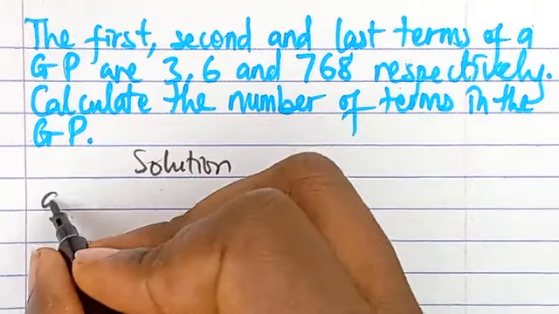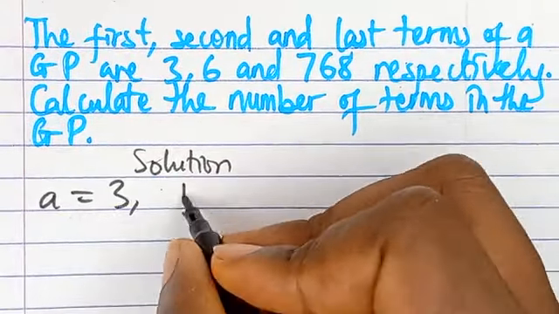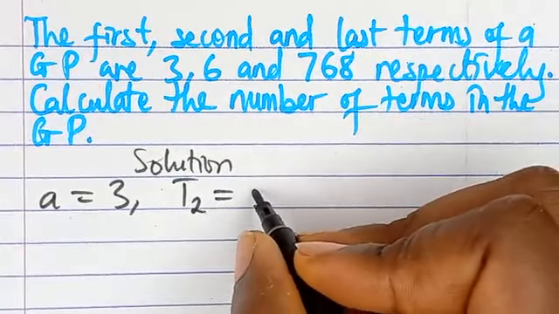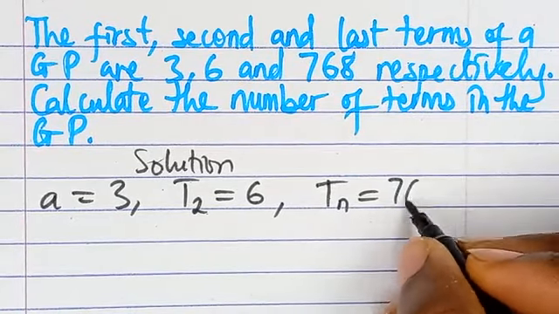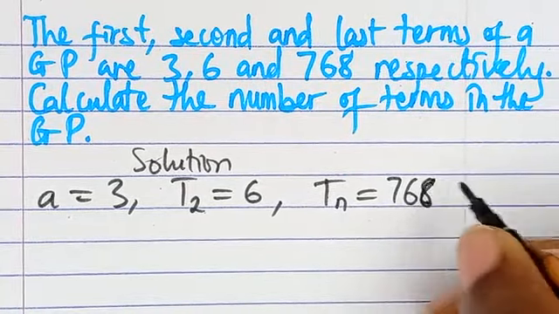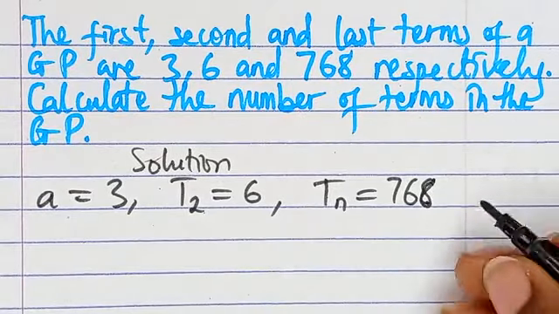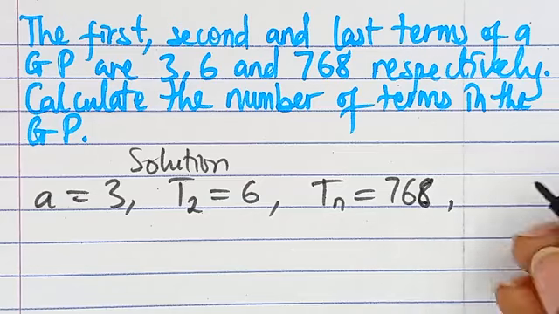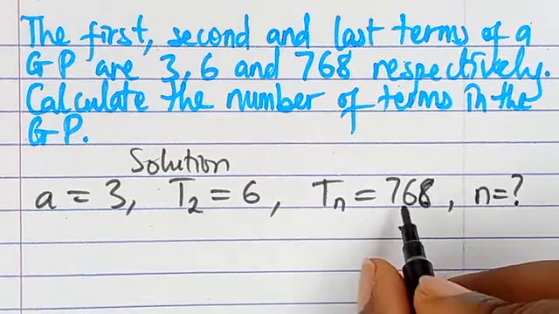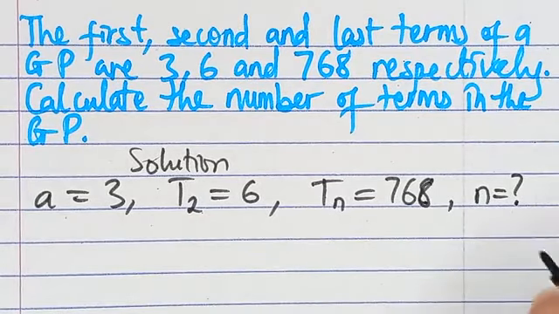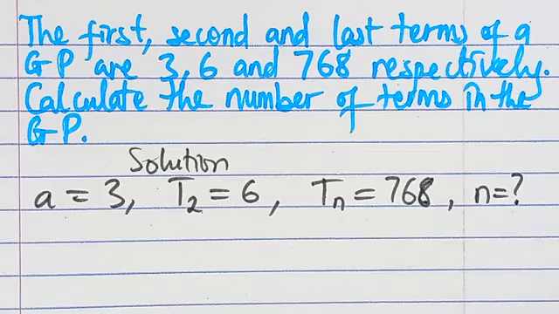So the first term A is equal to 3, the second term T2 is equal to 6, and the last term Tn is equal to 768 according to the question. And what are we looking for? Calculate the number of terms. So how many terms are there? So this last term, 768, what number of term is it? Like what position is it? That is what n represents, the position of that term.